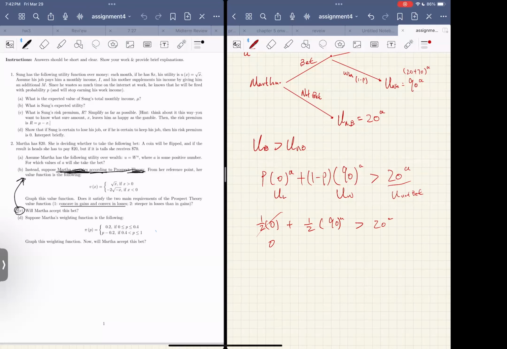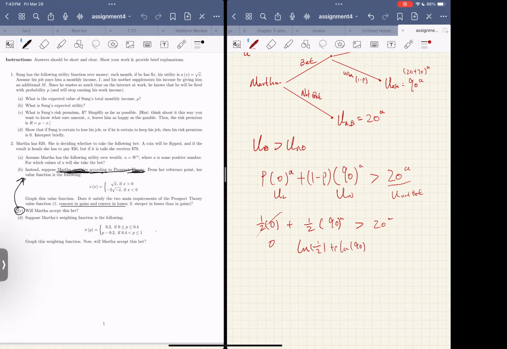This was the part where I got confused, because he just got A equals 0.46, but I don't know how he got there. Right, so let's take the ln. We can do ln. Let's split them up: ln of 1/2 plus ln of 90 to the A.